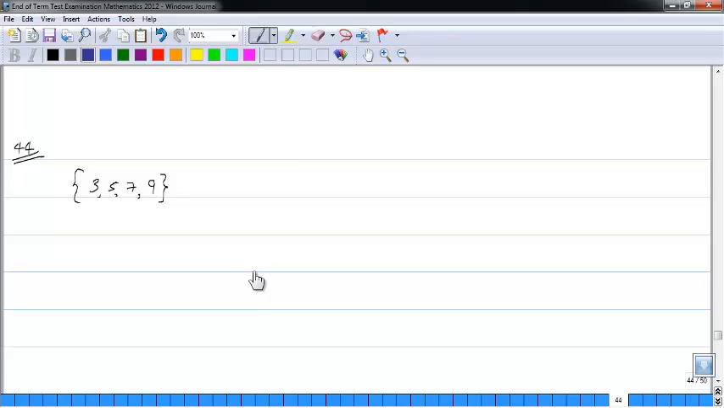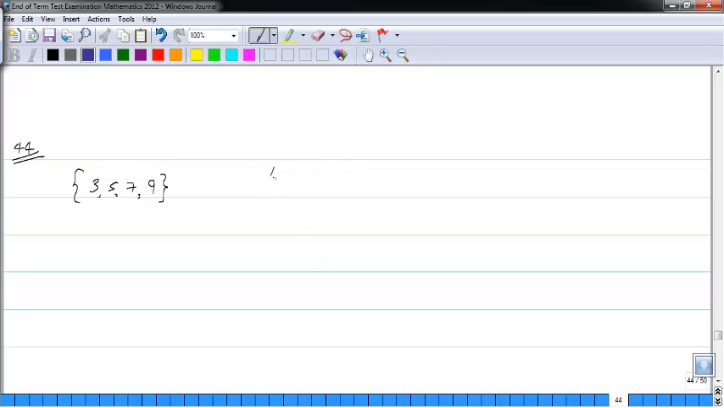Counting numbers are 0, 1, 2, 3, 4, 5, 6, 7, 8, 9, 10, and so on. Even numbers are those numbers that are exactly divisible by 2, like 2, 4, 6, 8. When you divide them by 2, they do not leave a remainder. Odd numbers are numbers that when divided by 2 will leave a remainder. And prime numbers are numbers that only have 2 factors, 1 and itself. So the answer that best describes 3, 5, 7, and 9 would be C, odd numbers.